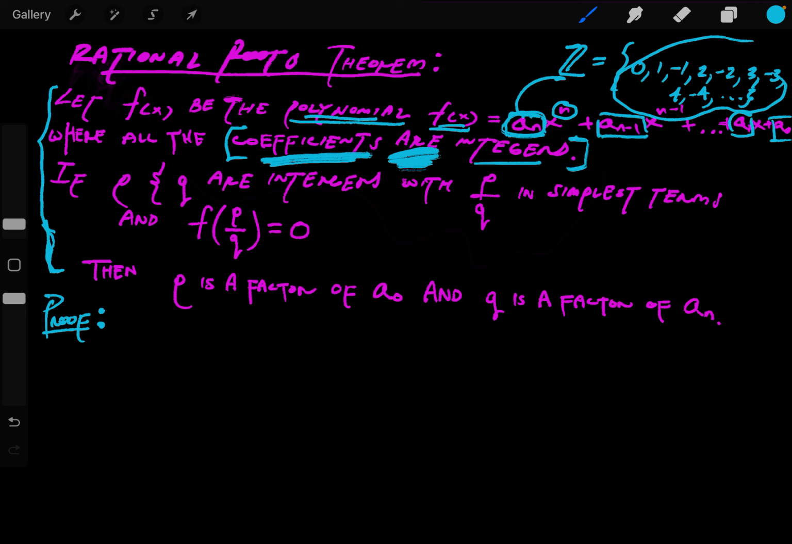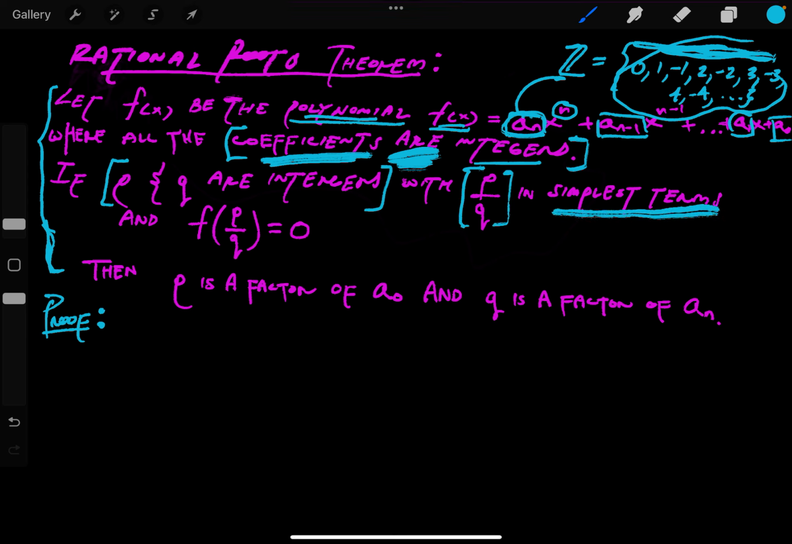Now the next thing is the hypothesis, what we're essentially given. We're given that p and q are integers. So that means p and q also are members of this set. p might be 2, q might be 5, and so forth. And then we have another condition, that p over q is in simplest terms. And what that means is that p and q share no factors.